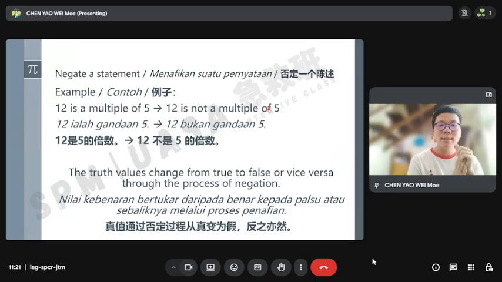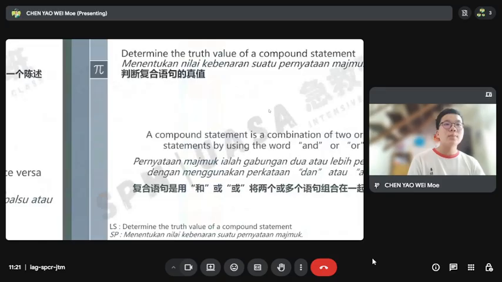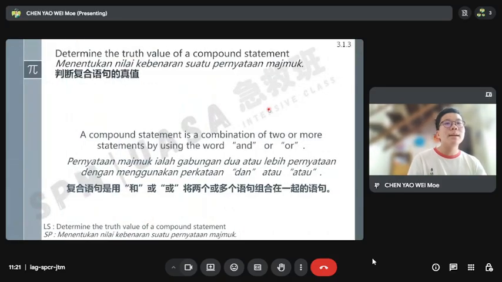Now we can talk about one statement. Not just one statement, we can also have two statements. We can combine two statements together. A compound statement is a combination of two or more statements by using the word and or or. One statement and another statement, whether they have the same characteristics or not, can be combined together using and or or.